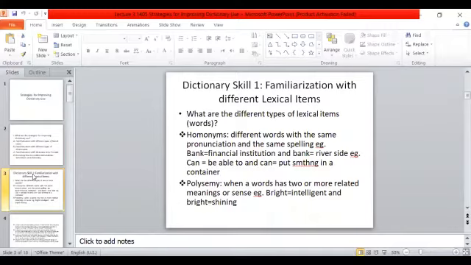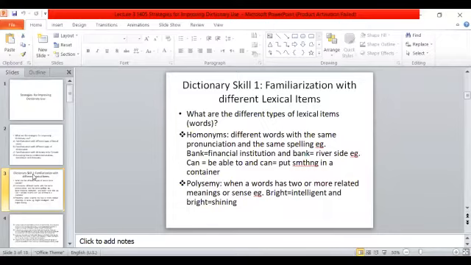Homonyms. They are different words with the same pronunciation and the same spelling. An example of a homonym is bank. A bank can mean financial institution and can mean riverside. Another example of a homonym is can. Can means be able to, and to can means to put something in a container.